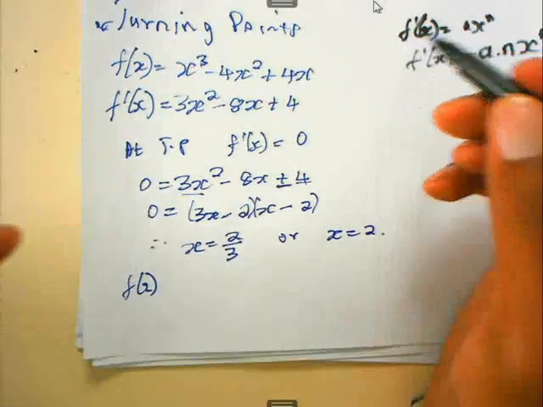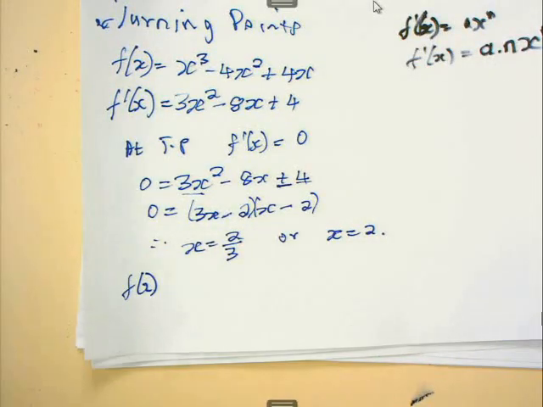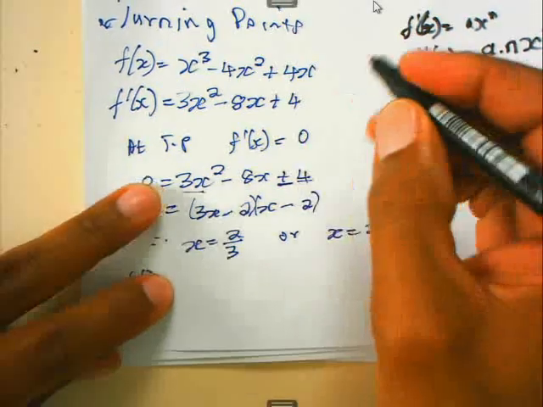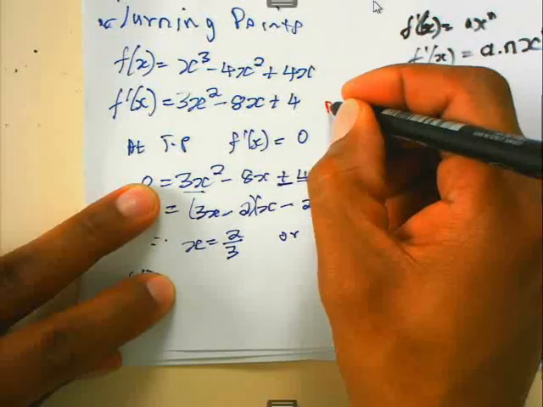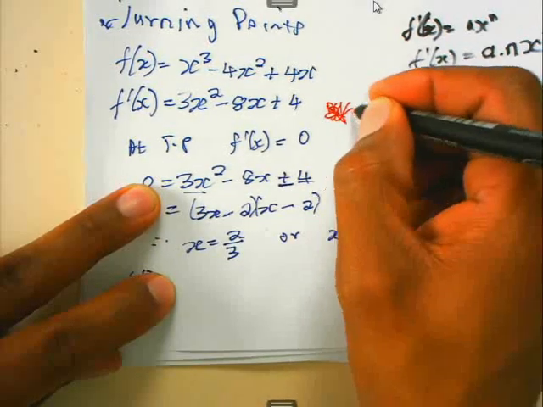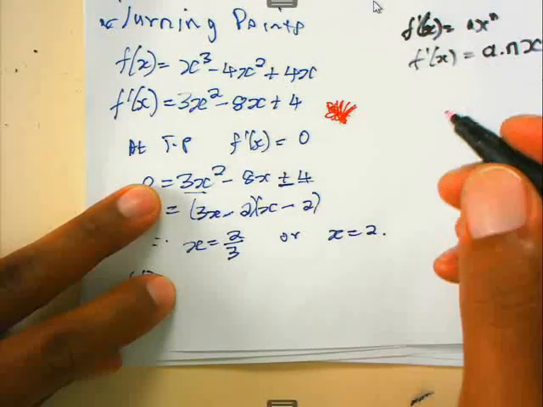Why? Because you are going to get 0, right? You are going to get 0. Do not substitute these values at the derivative. Okay, let me show you something here. It's not acceptable, this thing that is going to happen here.